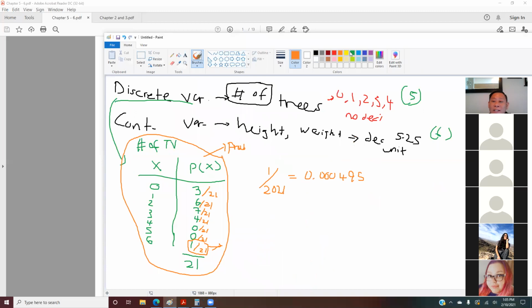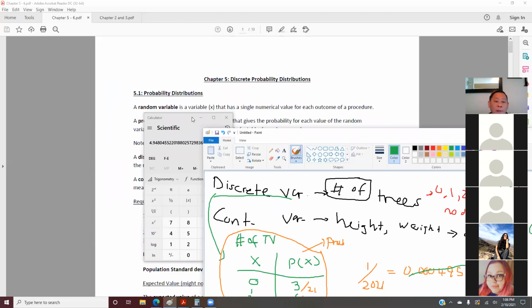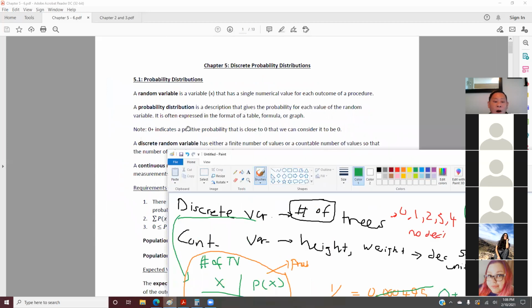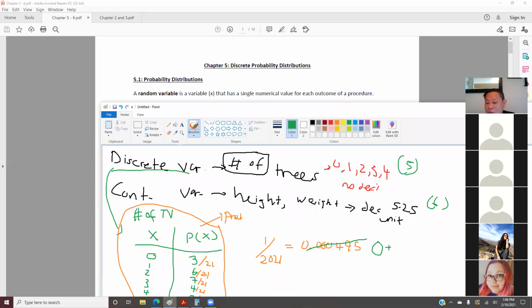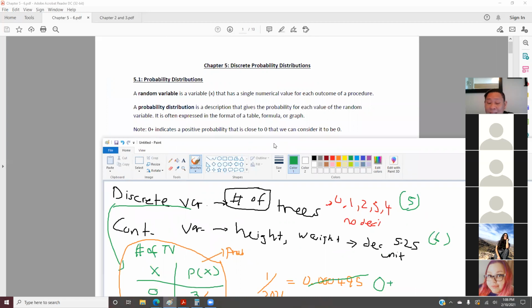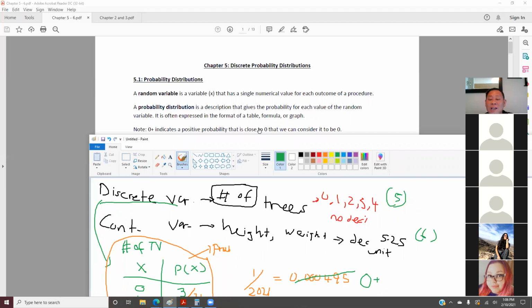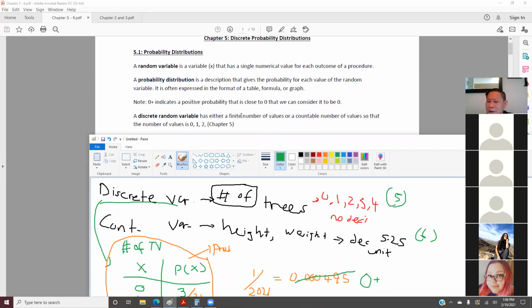So what we do here is instead of writing this, I just put 0 plus. So what is 0 plus? A 0 plus means that it is a positive probability, but that is considered very close to 0, but it's not 0. That means it's so small. Example, if I say, what's the probability of you getting the jackpot in the lottery, I will say 0 plus. 0 plus means it is possible to happen, but the chances of it happening is very slim. You guys okay here? So we use 0 plus here.